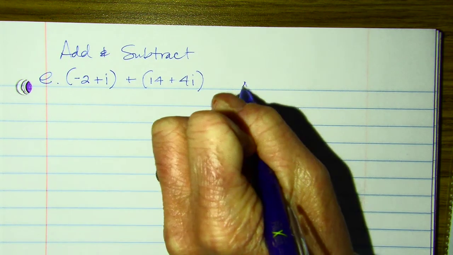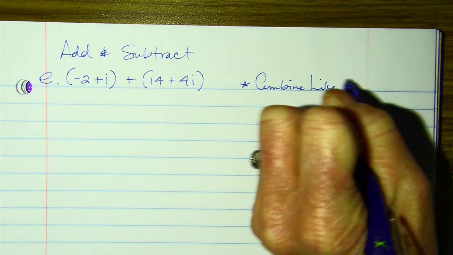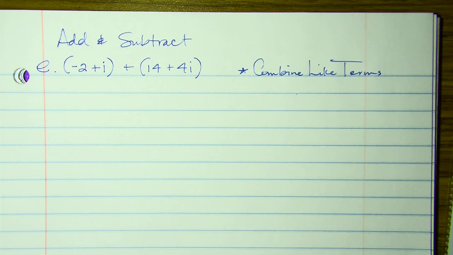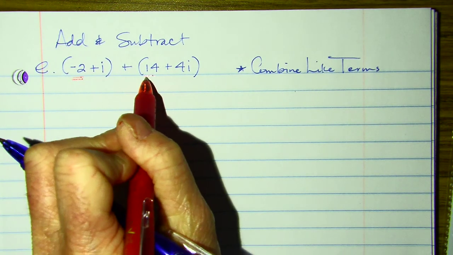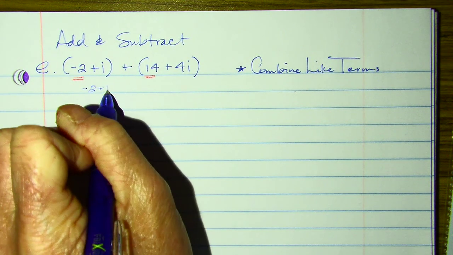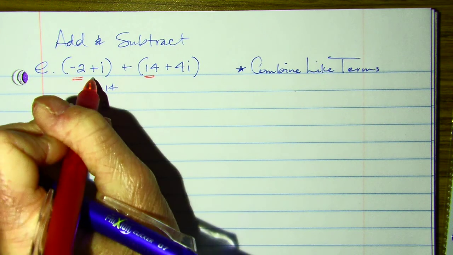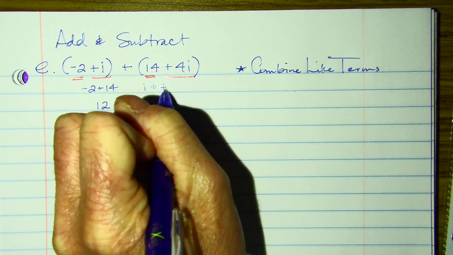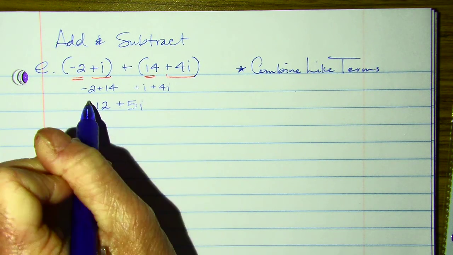And we're simply going to combine like terms. Okay, so I'm going to combine the real parts first. So negative 2 plus 14, right? Negative 2 plus 14, that gives me 12. And then I'm going to combine my i's. So I have positive i and positive 4i. So that'd be i plus 4i would give me a positive 5i. And so that is my answer.